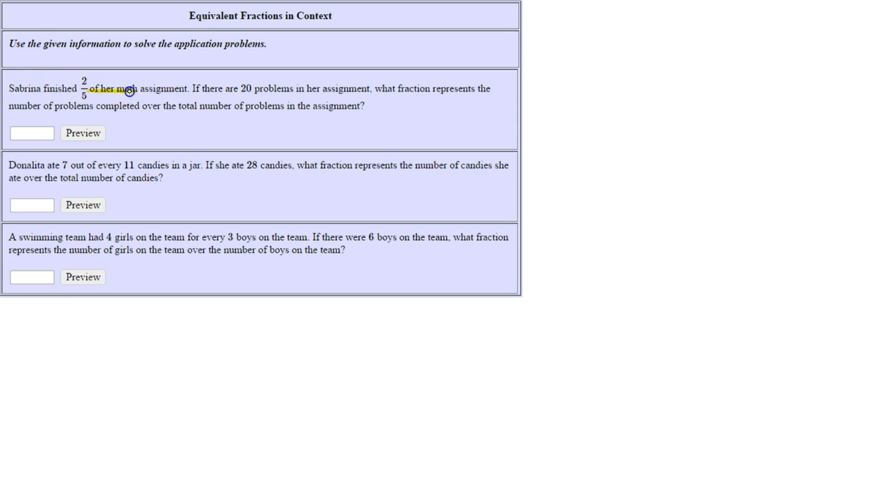Sabrina finished 2/5 of her math assignment. If there are 20 problems in her assignment, now I see the questions coming, so I'm going to get a different highlighter. What fraction represents the number of problems completed over the total number of problems in the assignment? So looking at the question, we want number completed over the total number of problems.